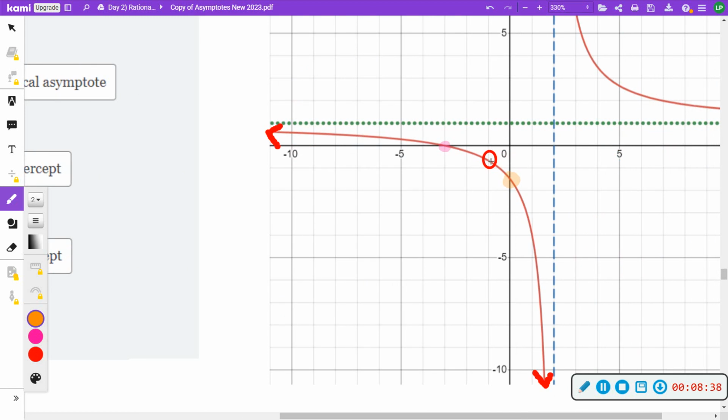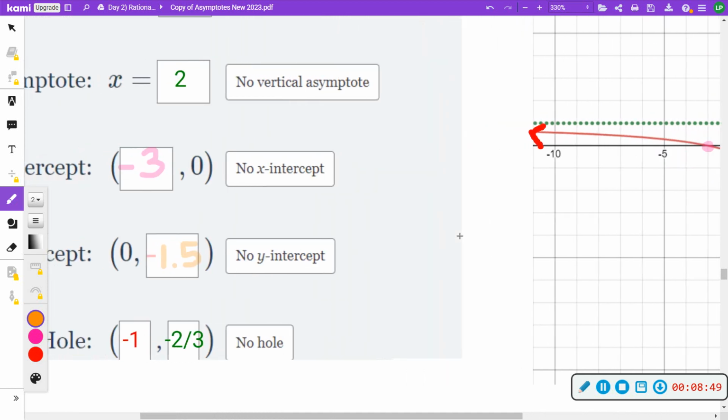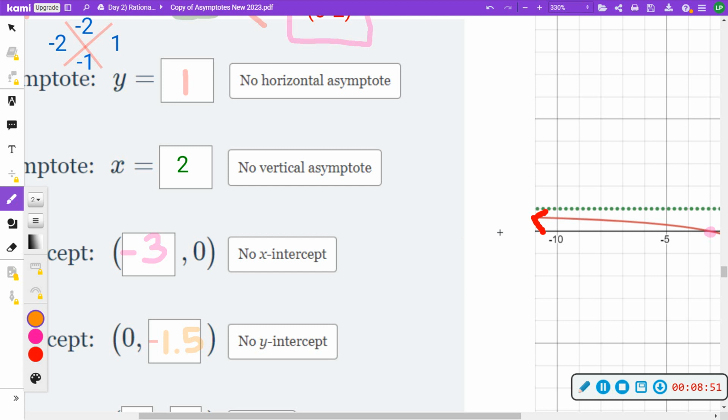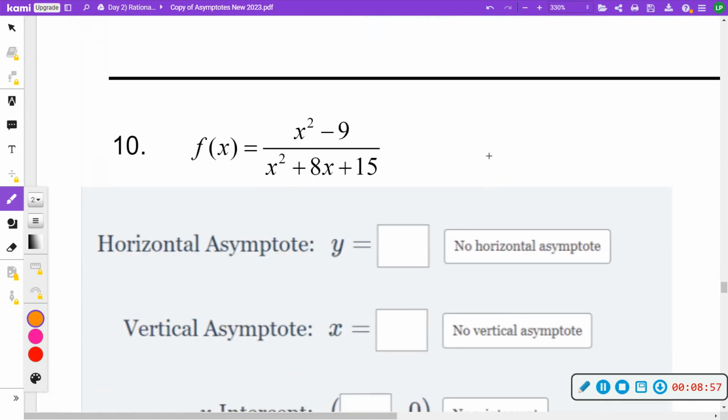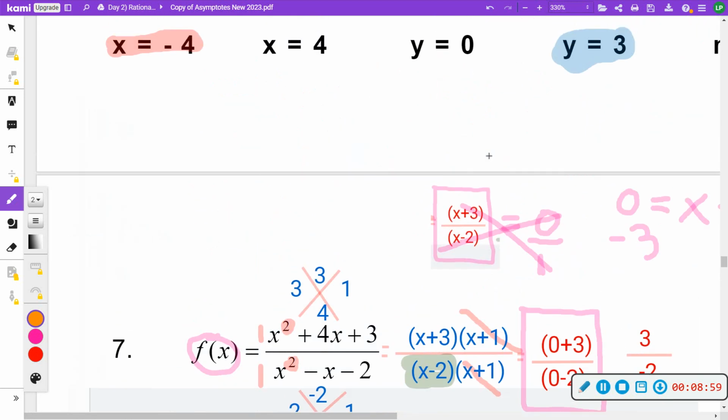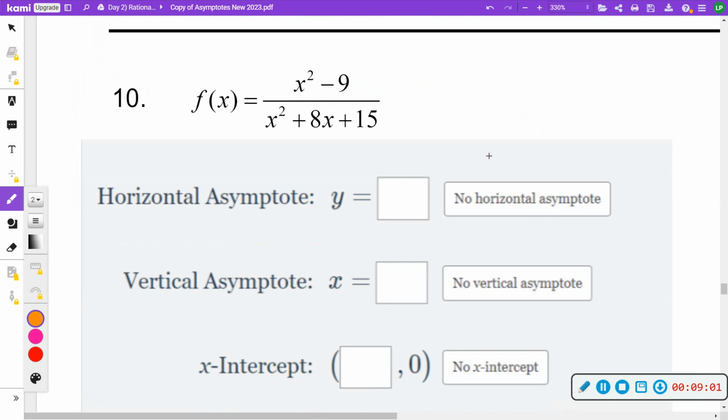Now on Desmos, when you're graphing, it won't show you a hole, but if you click right there on the graph, it'll say undefined, and that's how you know there's a hole right there. So the holes are probably the hardest to find if you're trying to do all of this graphically. All right, so this is the end of problem number 7. I will make a new video for problem number 10.